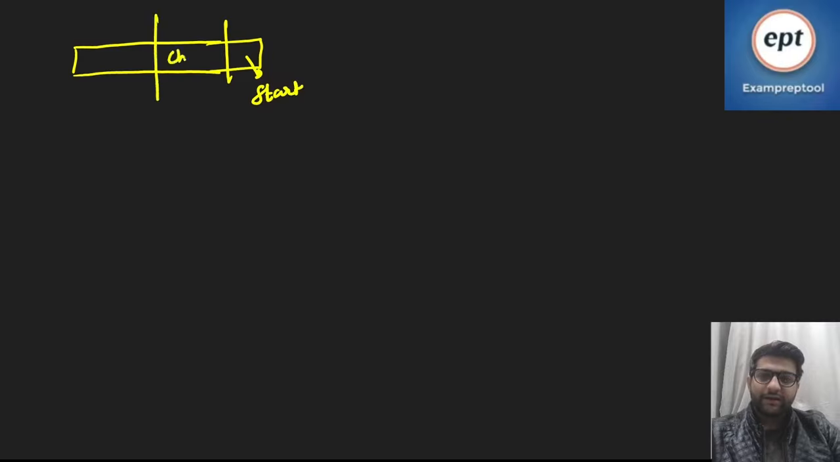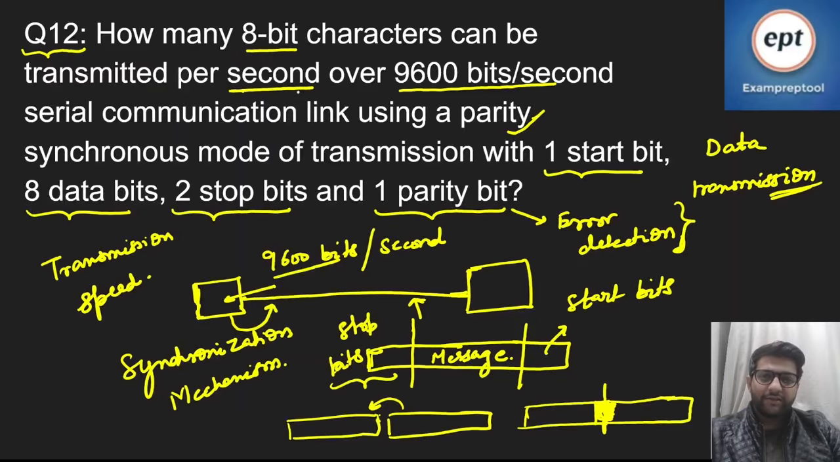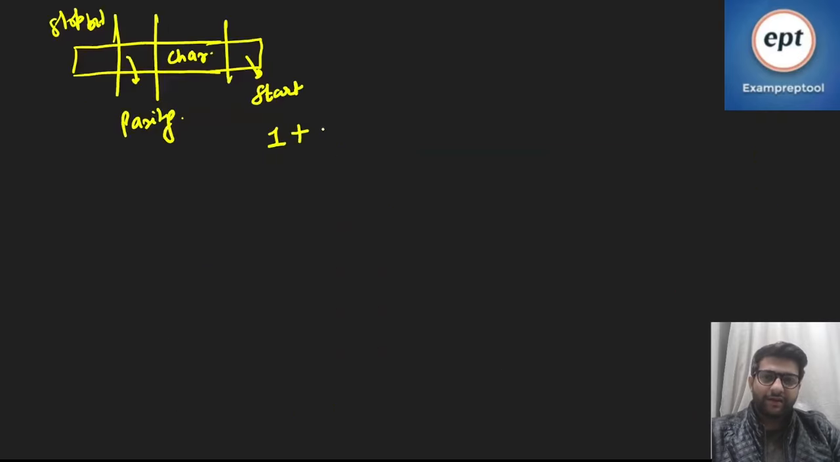So every character here is being transferred like, first there will be a start bit, then a character, then stop bit, and the stop bit will be in the last, and also a parity bit, right? So it is given that start bit is of 1 bit plus the characters are of 8 bits, right? 8 character bits, then 2 stop bits and 1 parity bit.